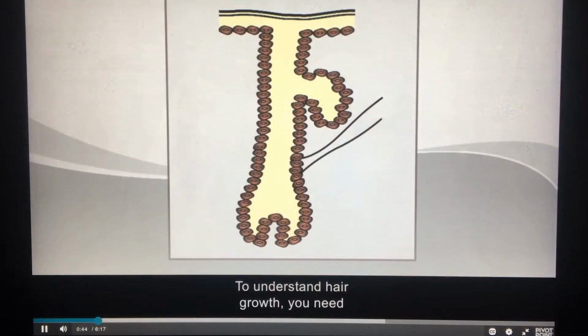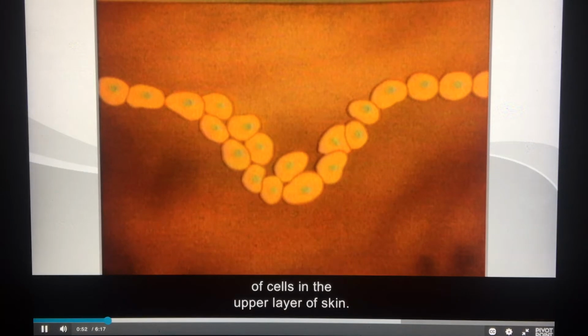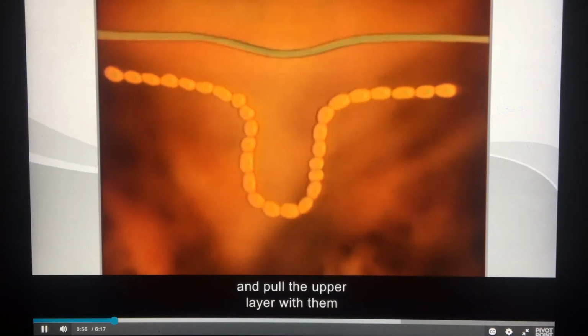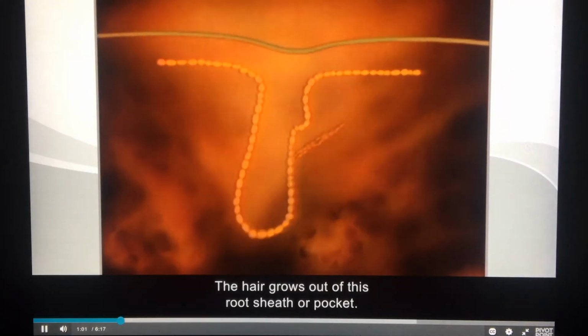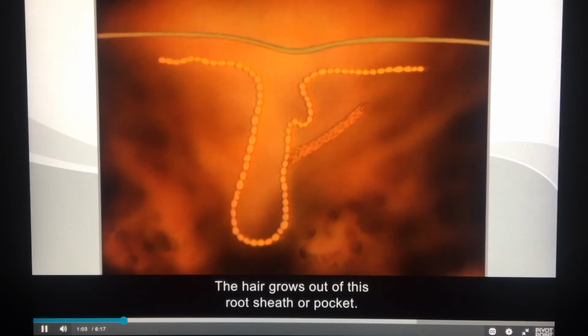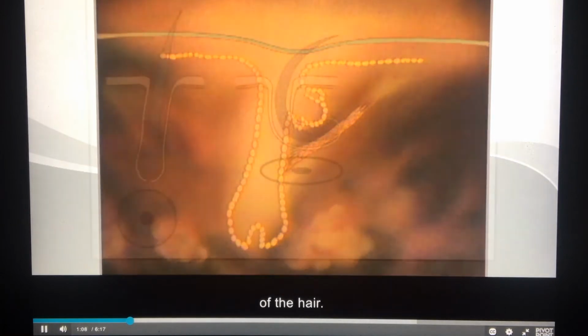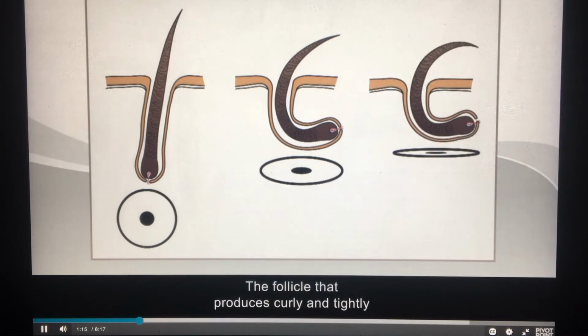To understand hair growth, you need to know how the hair bulb is formed. The hair follicle is formed from a cluster of cells in the upper layer of skin. To get nourishment, these cells work their way down and pull the upper layer with them to create a pocket called the root sheath. The hair grows out of this root sheath or pocket. The shape of the root sheath determines the characteristics of the hair. The follicle in straight or wavy hair is typically round or oval. The follicle that produces curly and tightly curled hair has a flattened elliptical shape.